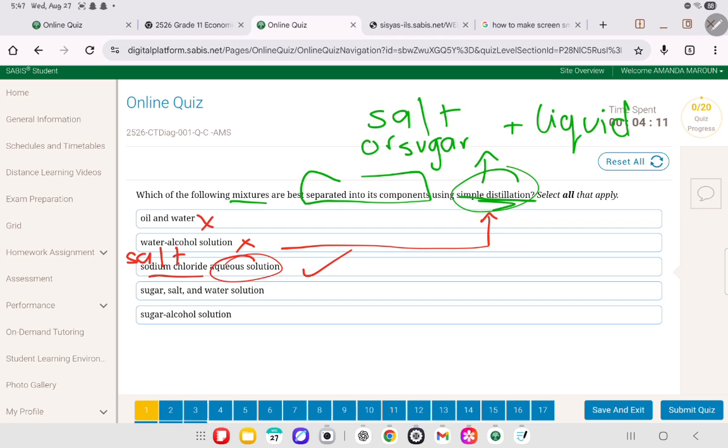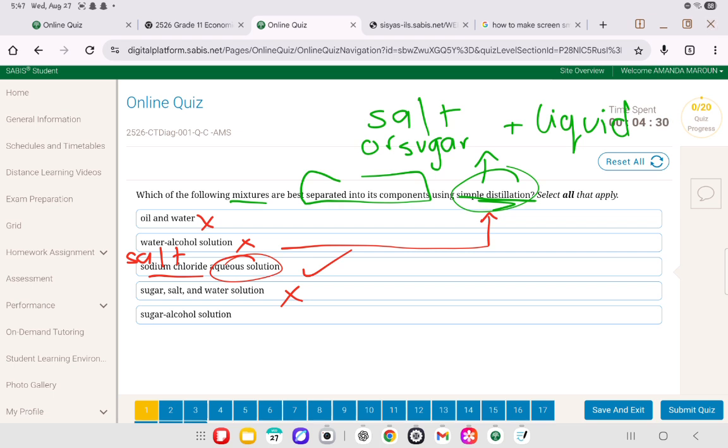Sugar, salt, water solution. Here's the thing: in a sugar, salt, and water solution, both sugar and salt dissolve into water. So after you do simple distillation, you will get water, but sugar and salt are still together, and that's a bit harder to separate. So definitely, for sure, sugar, salt, and water solution is wrong.